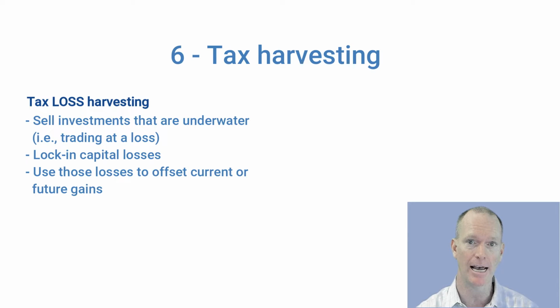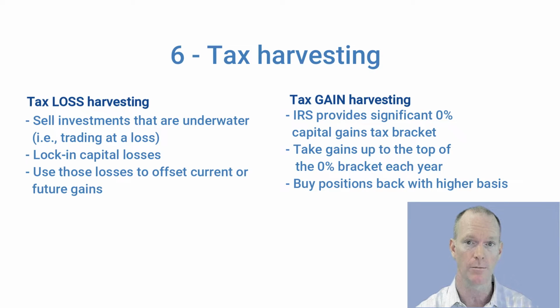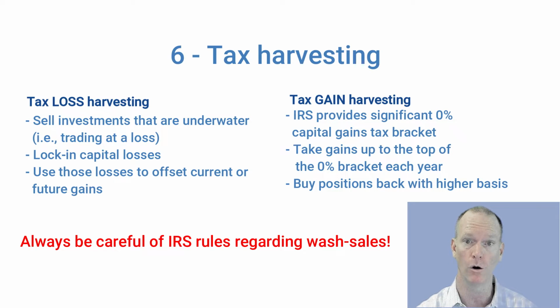However, the other side of tax harvesting that a lot of people aren't familiar with is tax gain harvesting. It turns out the IRS is actually very generous, providing a large 0% capital gains tax bracket. So if you have investments that are trading at a gain and you have capacity within that 0% tax bracket for capital gains, it's generally beneficial to sell some of those gains, buy them back at a higher price, so that if and when you do sell that investment down the road, it will have a higher cost basis, therefore a lower capital gain and a lower tax bill.